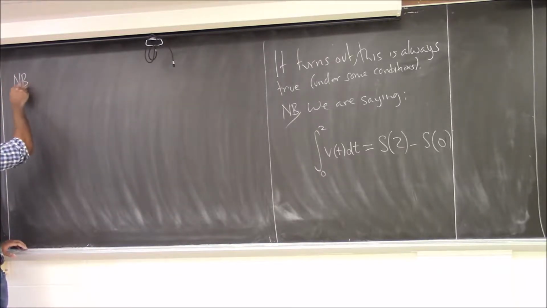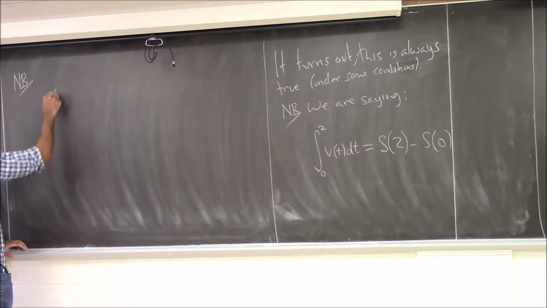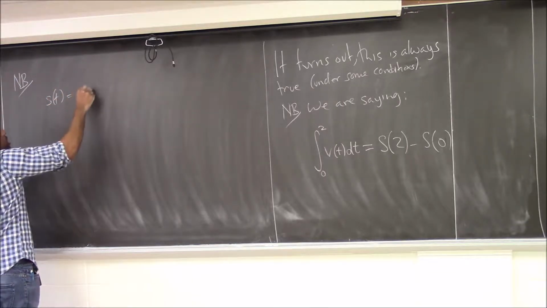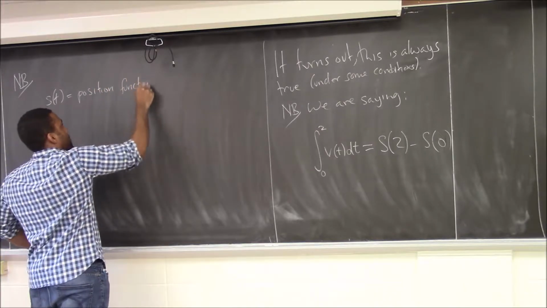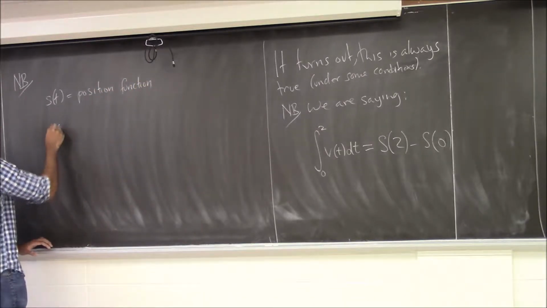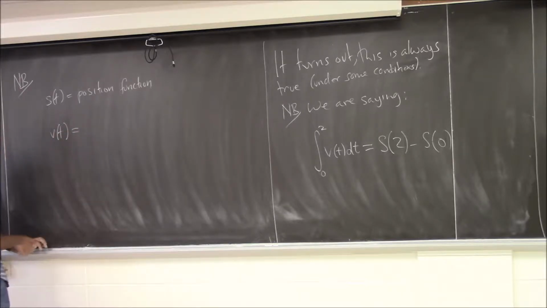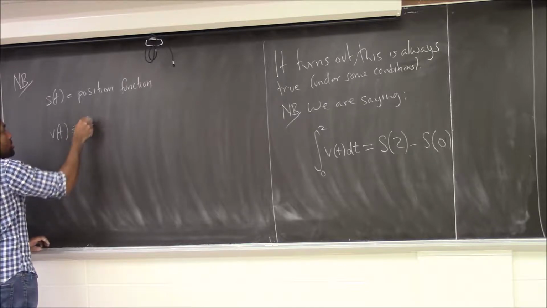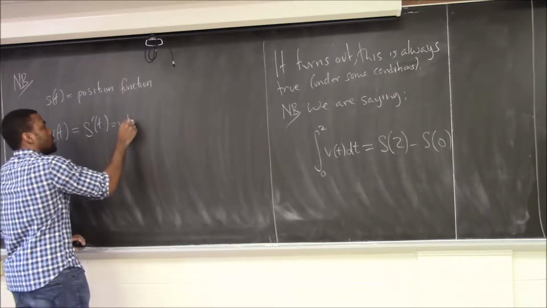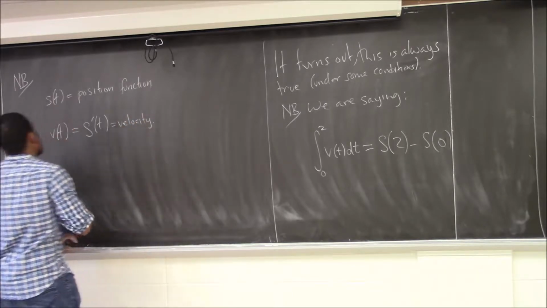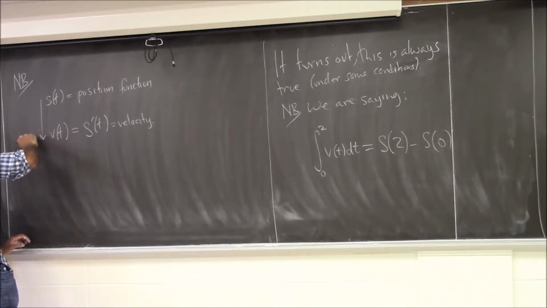Also note here, I'm using S to represent my position function. What is V? Remember we spoke about what S and V and A are? What is V? It's actually the derivative of S. That's how we get to velocity. Which means to go from here down here, I would differentiate.